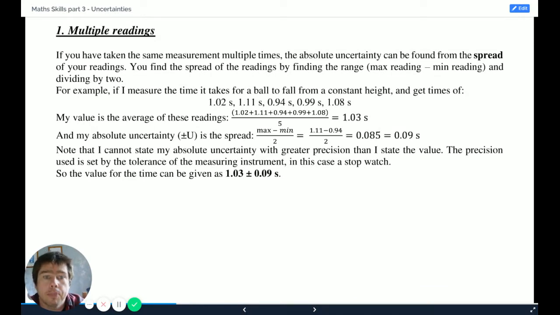So for the example I've got here, I've got 1.02 seconds, 1.11, and so on and so forth. That gives me a mean of 1.03 seconds and a spread of 0.085 seconds, max minus min.